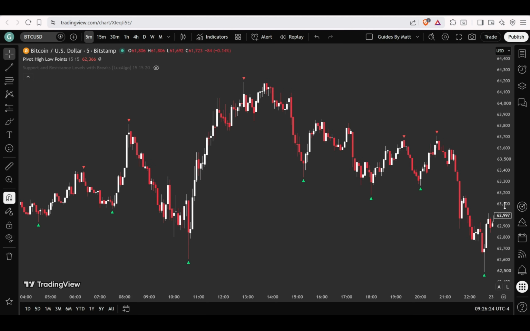Let's break down the underlying mechanics. The indicator uses a pivot high and pivot low function. It scans a specific number of bars to the left and right of a candle to confirm a peak or a trough. Once confirmed, it plots a continuous red line for resistance or a blue line for support.